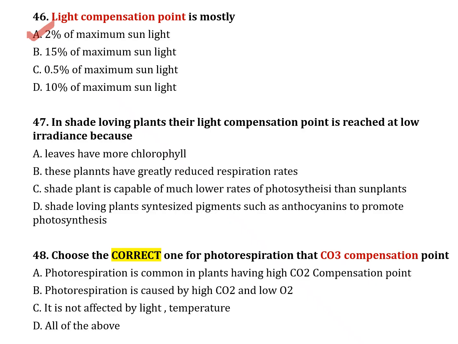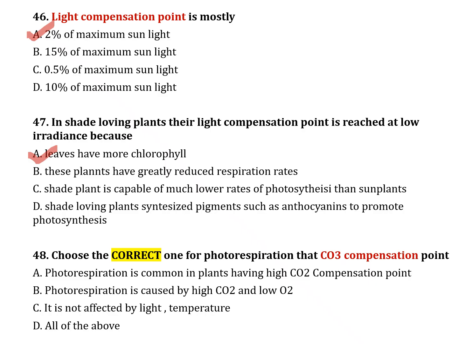The next question, number 47. In shade loving plants, the light compensation point is reached at low irradiance because: option A, leaves have more chlorophyll; option B, these plants have greatly reduced respiration rate; option C, shade plant is capable of much lower rate of photosynthesis than sun plant; option D, shade loving plants synthesize pigment such as anthocyanin to promote photosynthesis. Correct answer is option A, leaves have more chlorophyll.